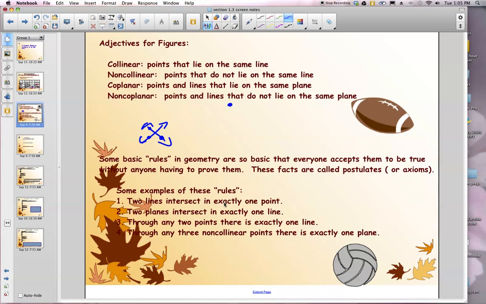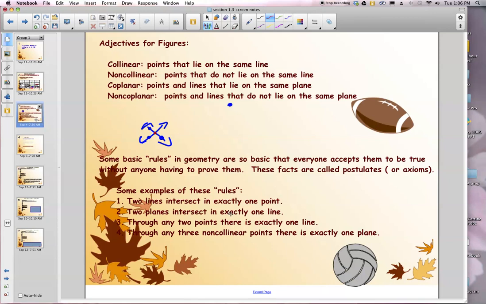Some basic rules, and some of these you're going to look at and go, really? But some of them will come in handy, I promise. The first one is, if 2 lines intersect, in other words, if 2 lines come together in any way, shape, or form, their intersection is 1 point. I actually drew that right here. Their intersecting point would be this one right here. That's where they cross each other. So anytime you have 2 lines that come together, they're going to come together in exactly 1 point.